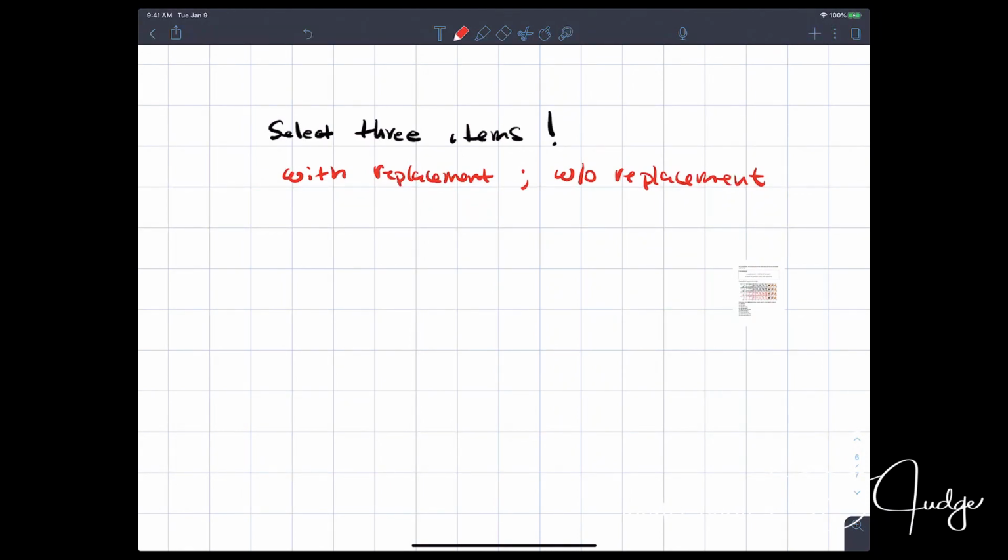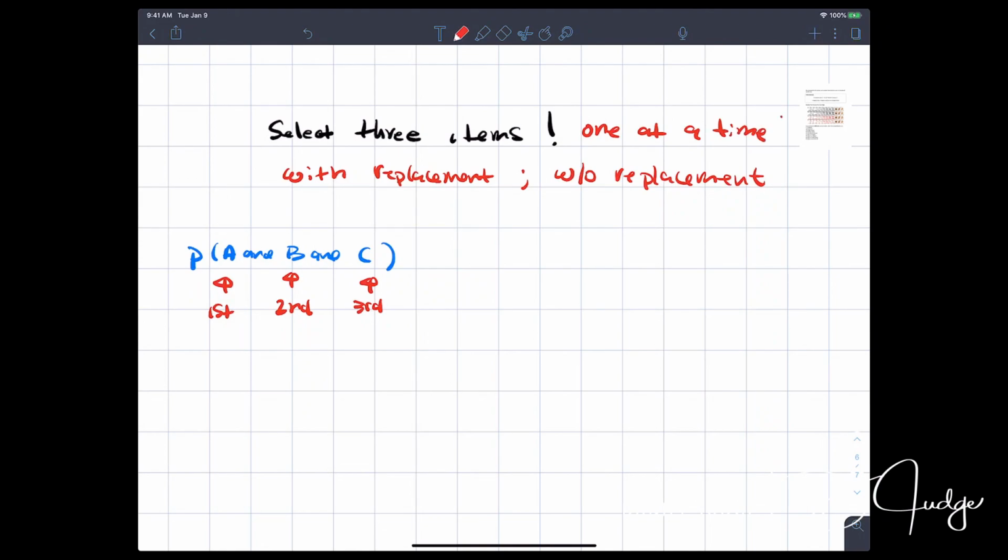Let me write down the multiplication rule, because it looks a little bit more complicated, but it's not. This time we have A and B and C. Like yesterday, A happens first, B happens second, and C happens third. When they say select 3, we still do them one at a time. That hasn't changed.